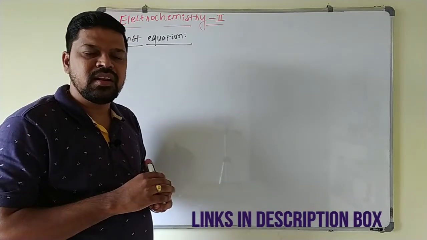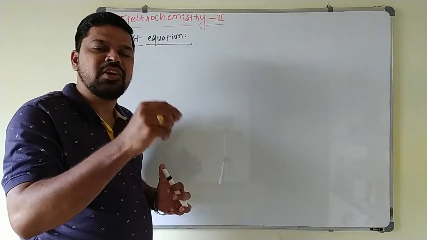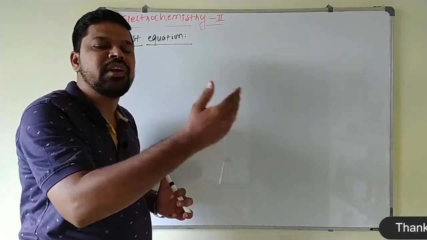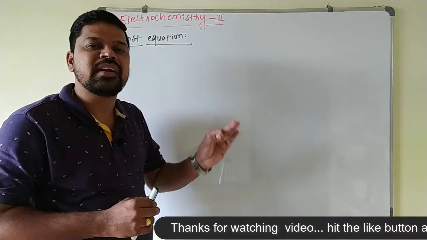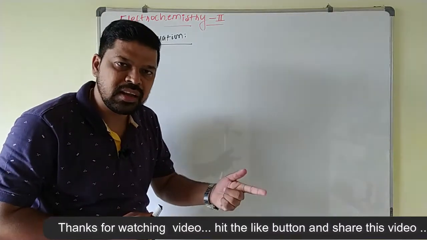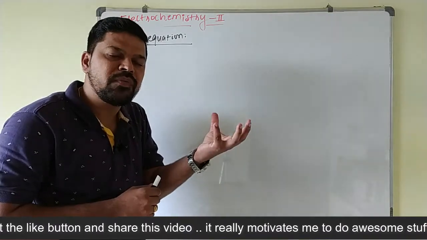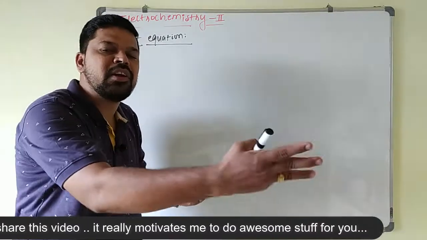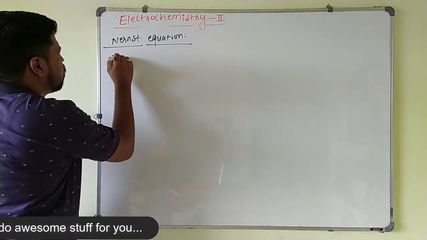In a galvanic cell, the Gibbs free energy that is released during a spontaneous redox reaction will be converted into electrical energy. So the maximum electrical work done by the galvanic cell will be equal to what? Decrease in the Gibbs free energy. How much free energy is available will be converted into what? Electrical energy.